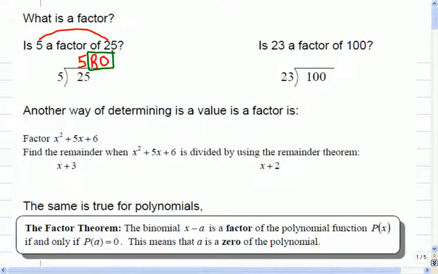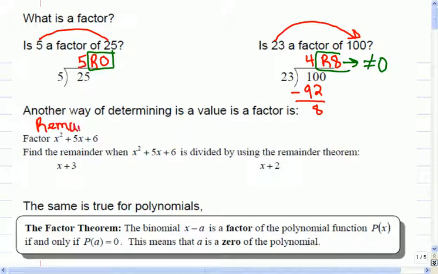Same thing will happen if we were to look at 23 going into 100. So 23 into 100, if I go 4 times, it's going to give me 92. So this has remainder 8. So, again, most of you would probably say, no, 23 is not a factor of 100 because you probably realize that it won't divide evenly. But again, the idea is if it doesn't divide evenly, then the remainder won't be equal to 0. So if it's a 0, we have a factor. If it is not a 0, it is not a factor. And that's what we've got here. So determining a factor, it must have remainder of 0.